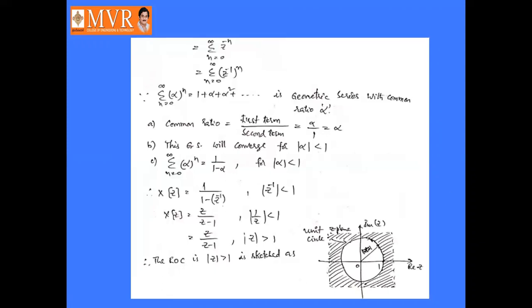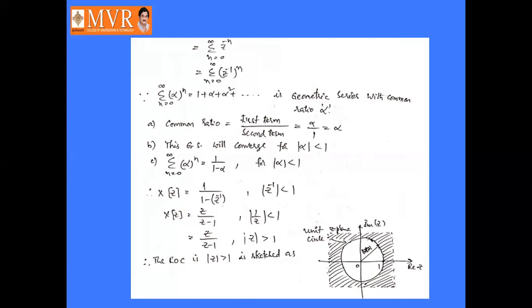So z power minus n whole power n is in the form of alpha power n. So it is a geometric series 1 plus alpha plus alpha square, with the common ratio alpha by 1. Okay, common ratio equals second term by first term, that is alpha by 1, that is equal to alpha. So this geometric series will converge for mod alpha less than 1. So sigma n equal 0 to infinity alpha whole power n equals 1 by 1 minus alpha for mod alpha less than 1.